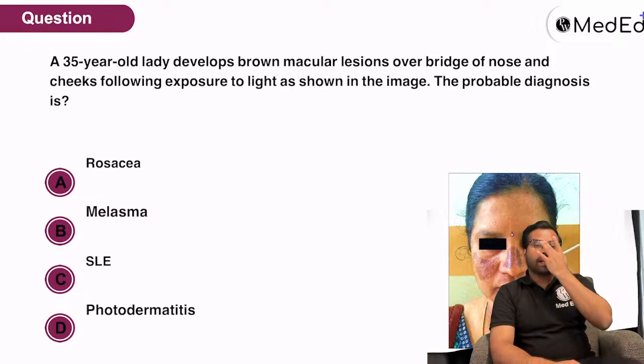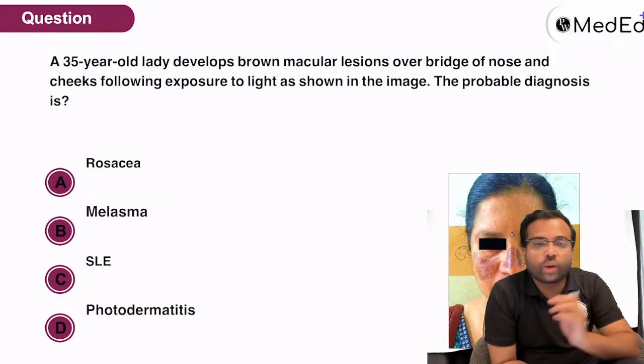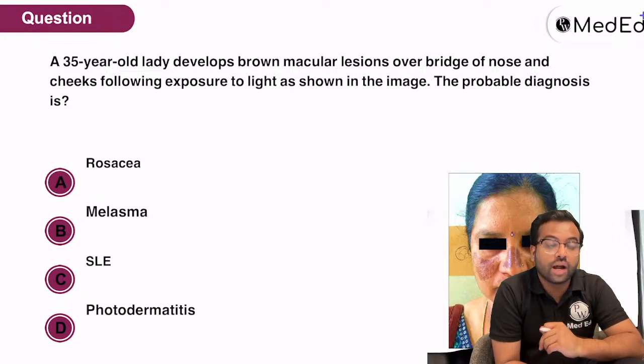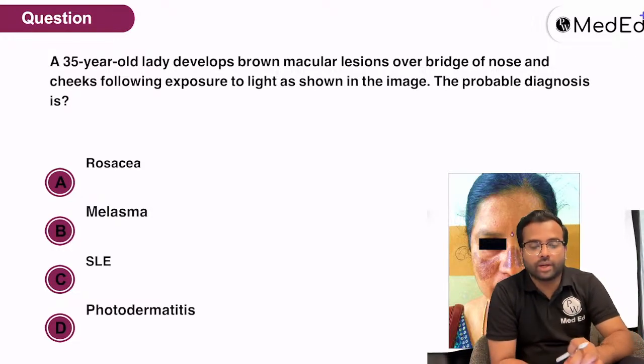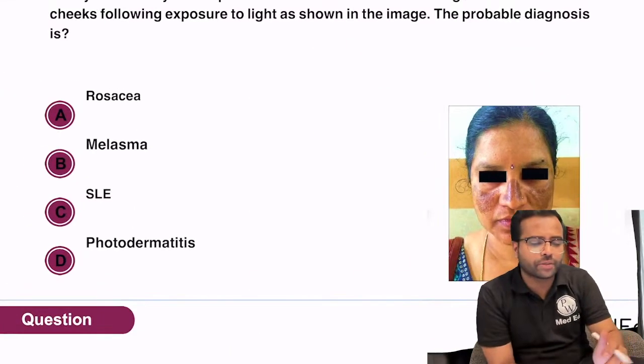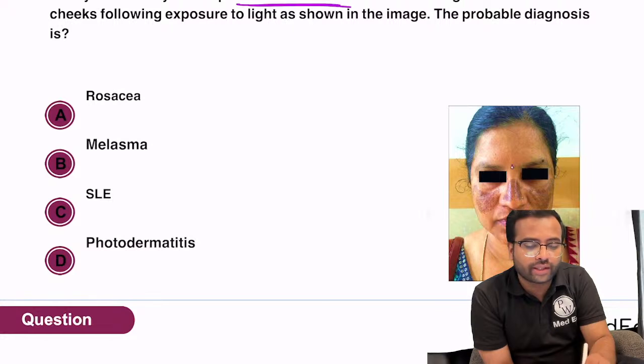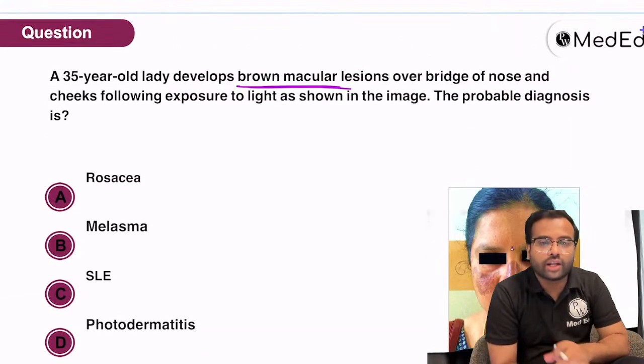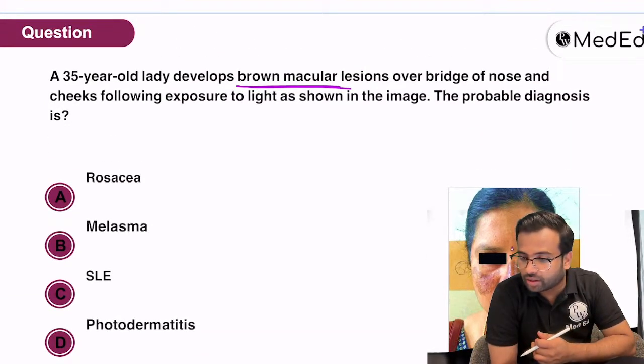A 35-year-old lady develops a brown macular lesion over the bridge of the nose and the cheeks following exposure to light. What is the probable diagnosis? I'll zoom the image for you. Such a typical image, right? You can see dark brown, hyperpigmented patches over the nose as well as the cheeks of the patient. So when do you find these kind of brownish macular lesions or patches over the skin?